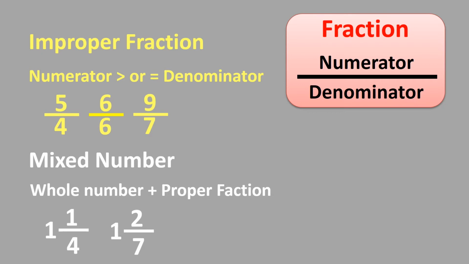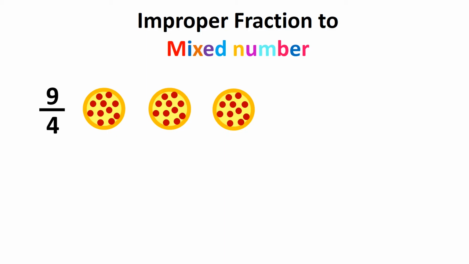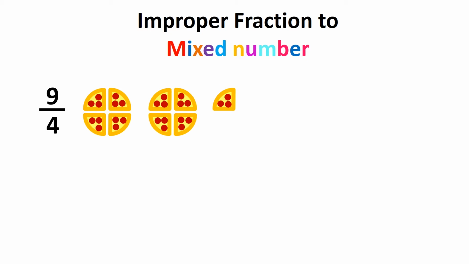Improper fractions and mixed numbers can be used to represent the same amount. But do you know how to convert an improper fraction to a mixed number? Now here is an example. For the improper fraction 9/4, it's like we have several pizzas. We equally divided those pizzas into 4 parts, and we get 9 parts out of those pizzas.